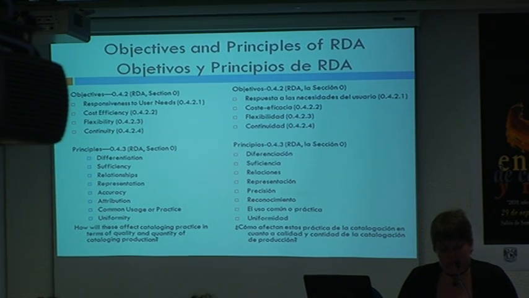How will these objectives and principles affect cataloging practice in terms of quality and quantity of cataloging production? I have one doctoral student right now who's looking at the perception of quality among catalogers in academic libraries, and is finding some very interesting things. The most important being there's no one definition of what quality is. So now we're bringing in a whole new group of objectives and principles. So I think that's another interesting research area.